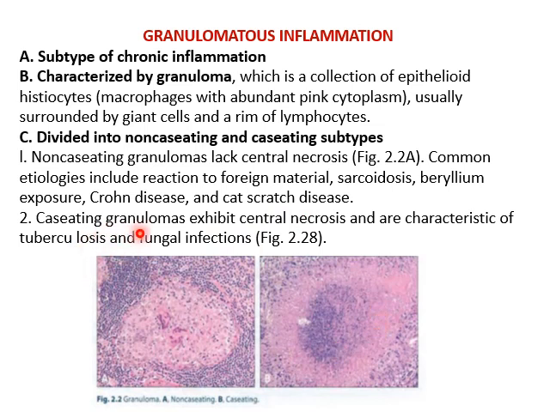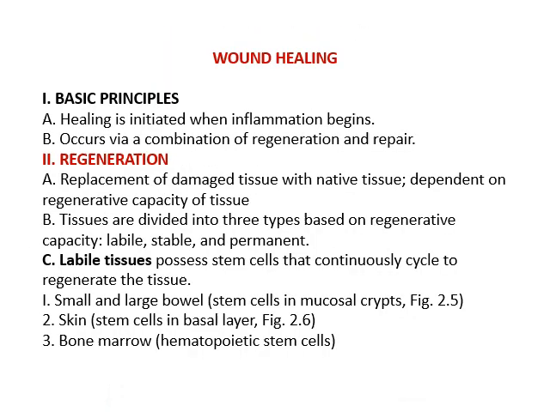The other type is caseating granulomas, which exhibit central necrosis. So we have here necrosis, central necrosis, and are characteristic of tuberculosis and fungal infection. You always hear about the diseases tuberculosis and fungal infection. Okay, this inflammation is always of the caseating granuloma type.